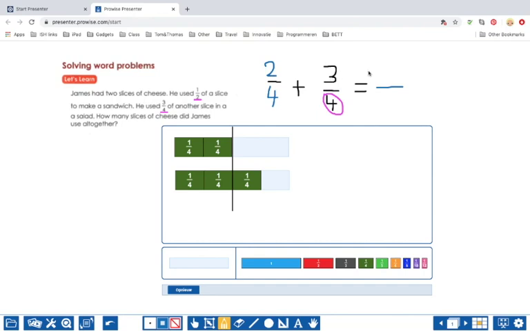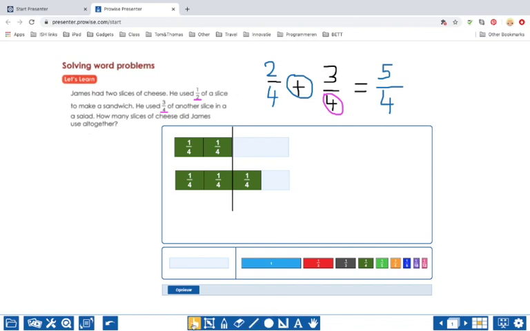So 2 plus 3 equals 5. Now remember, when you have the same denominators and you're going to add them up, or subtract them for that matter, the denominator doesn't change. It stays the same. So it's still 5/4. Now we have an improper fraction. An improper fraction means my numerator is bigger than my denominator.